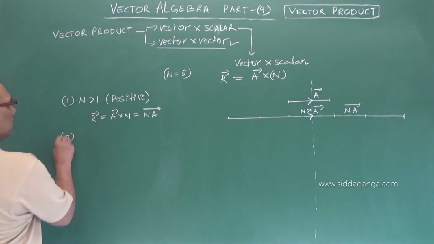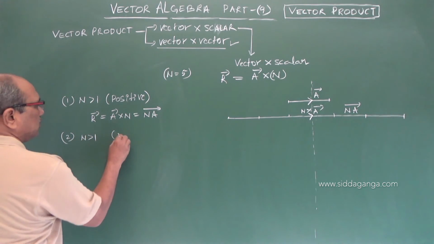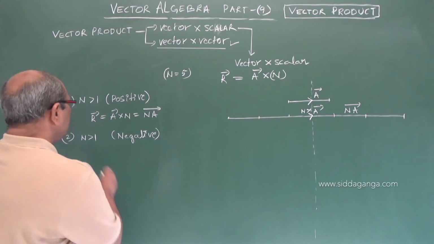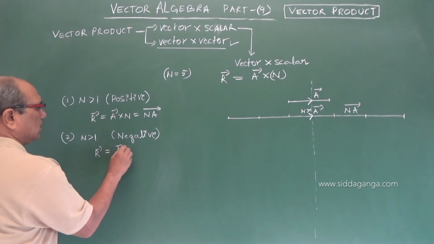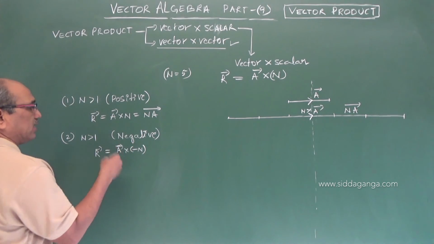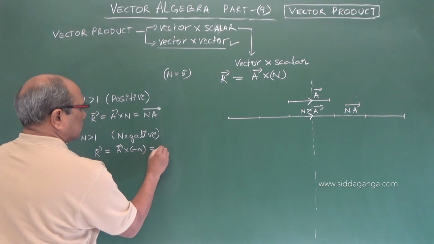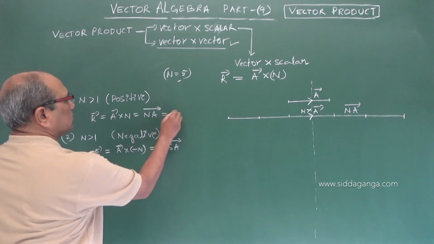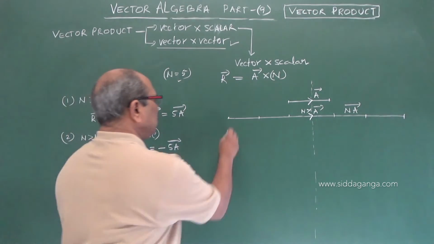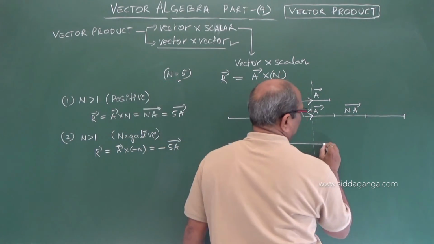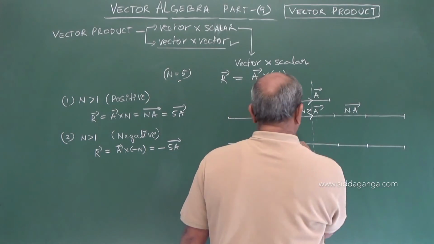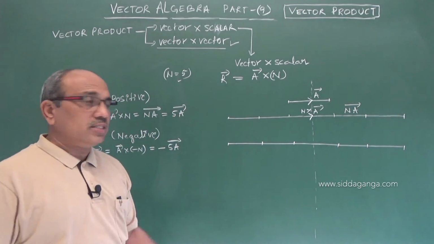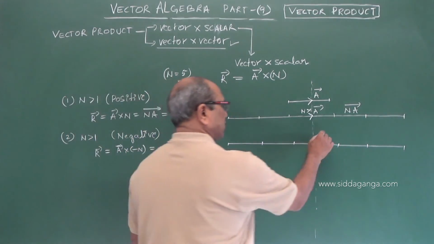Let us take the second case, n is greater than 1 in magnitude but negative. The number is negative, minus n. So that R is equal to A into minus n, which is minus 2, minus 3, that may be minus 5. So minus 5A vector, if I take 5. Now here it is 5A positive. That means we are seeing in this case the vector has magnitude equal to that in the earlier case. With respect to A, the magnitude is increased.